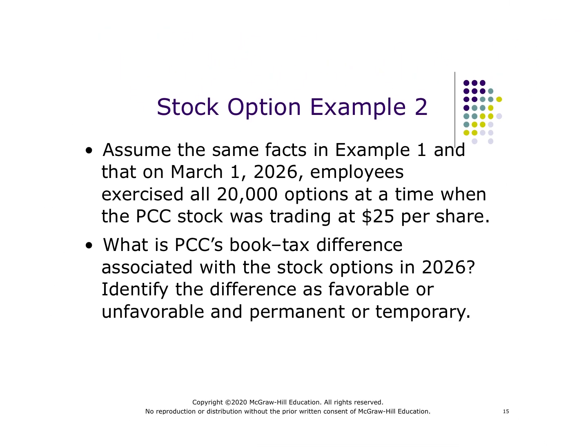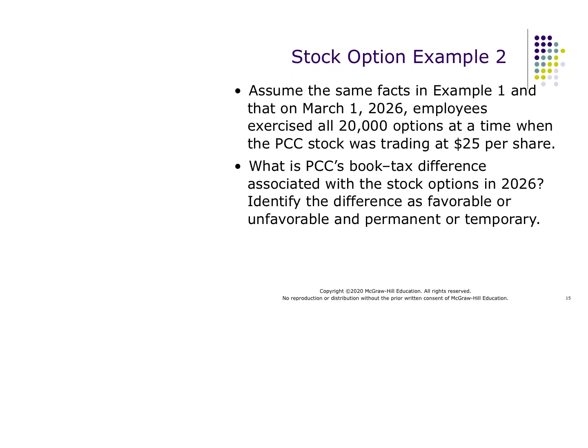So now look at example 2. All right, so now let's talk about example 2. This is a continuation of our last scenario. On March 1st, 2026, the employees exercised all 20,000 options at a time when the stock was trading at $25 a share. What is their book tax difference associated with the stock options in 2026? And is the difference favorable or unfavorable and permanent or temporary?